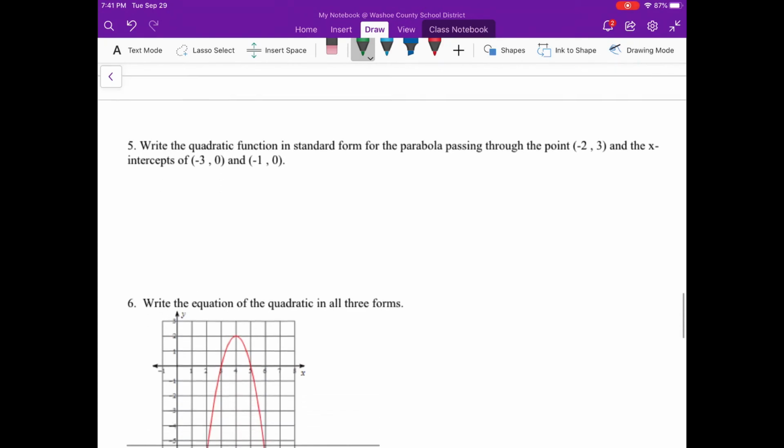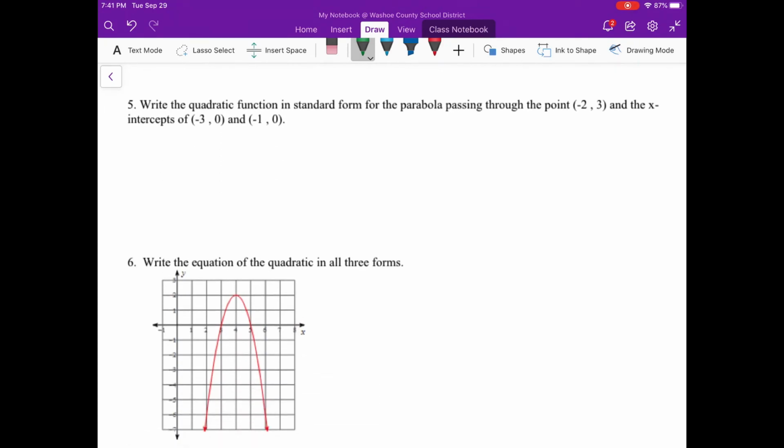Okay, so now we are being asked to write the quadratic function in standard form for the parabola passing through the point (-2, 3), and having x-intercepts at (-3, 0) and (-1, 0). So first of all, when they're giving us a point, these are going to be labeled as x and y. And as we saw at the beginning of the notes, the x-intercepts were represented as p and q. So the general form of a quadratic function in factored form was a(x - p)(x - q), or plus, it doesn't matter, you would set them equal to 0 and go from there.